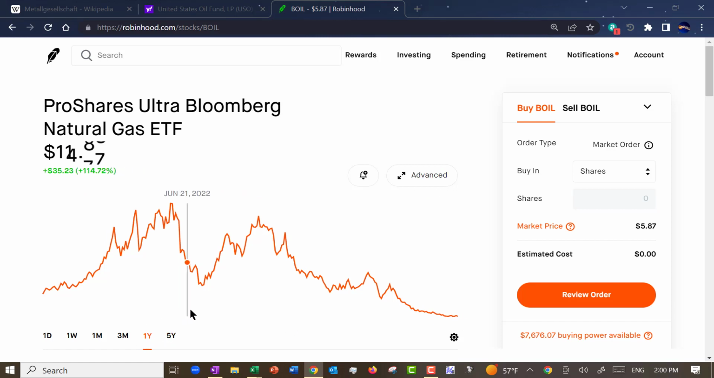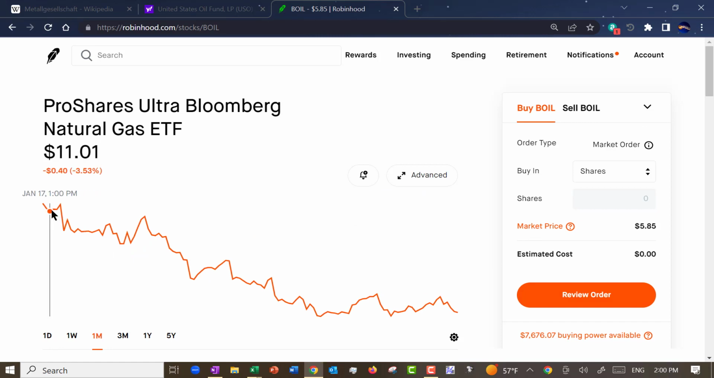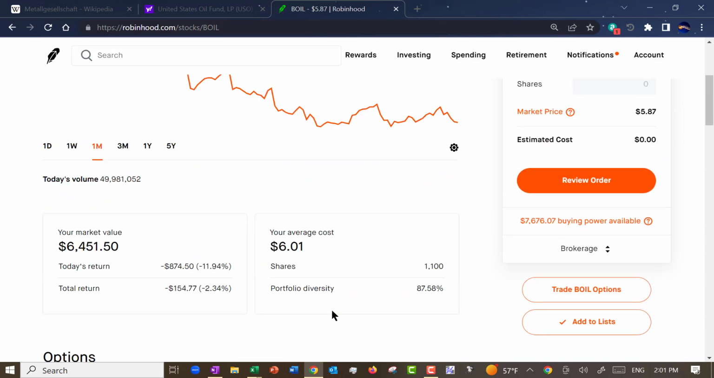My inkling is this is kind of the bottom. Whether or not it is, is a separate issue. Even in the last 1 month, we were at 11, we're at 6 now. Okay, I bought this position around 6, and I have sold. Let me see, where's my stuff?